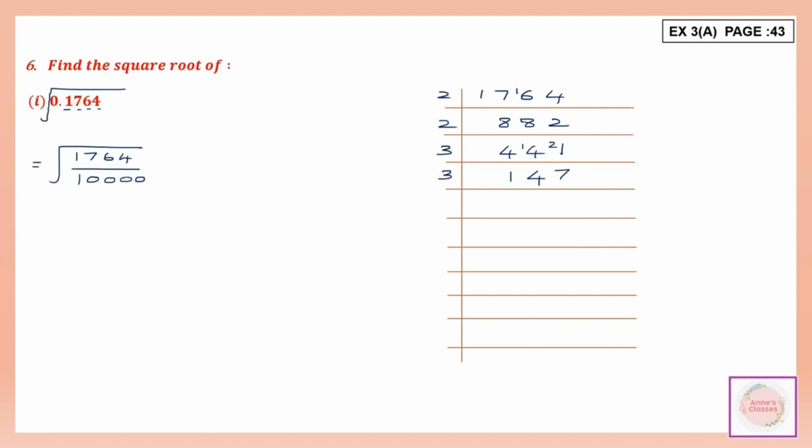Take 14. 3 4s are 12. 2 left, 27. 3 9s are 27. Now looking at this number, you can make out it is divisible by 7. 7 7s are 49. 7 1s are 7. So now we've only done the square root of the numerator, isn't it? So let's write that down. Let's write down all the 2's, the 3's and the 7's. So we have 2 and then we have 3 and then we have 7.